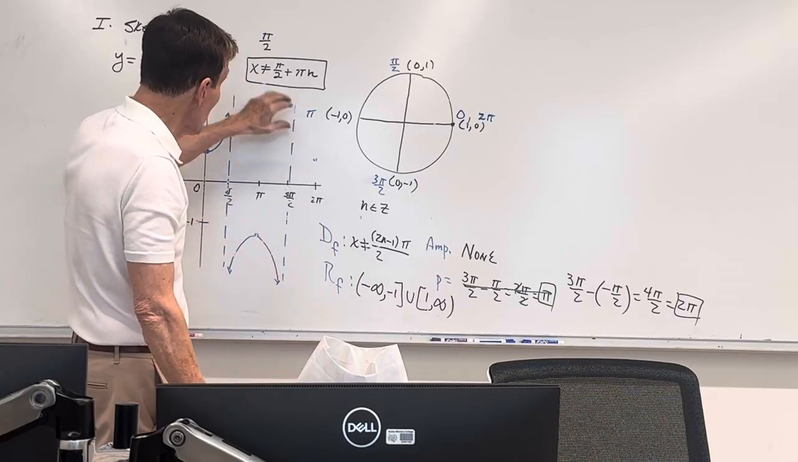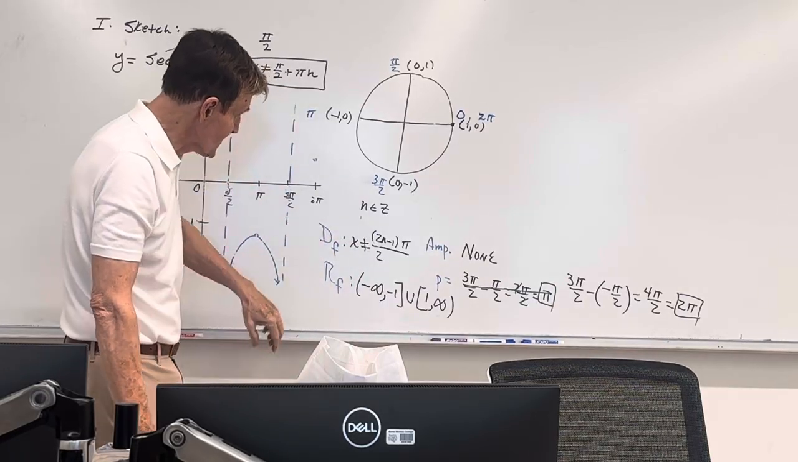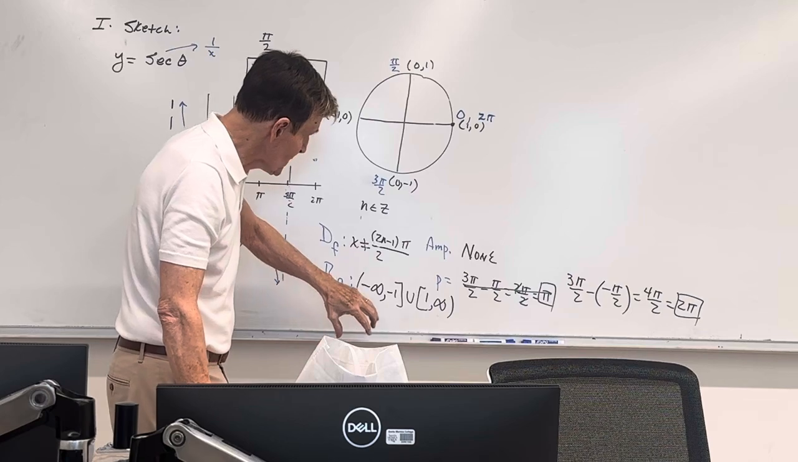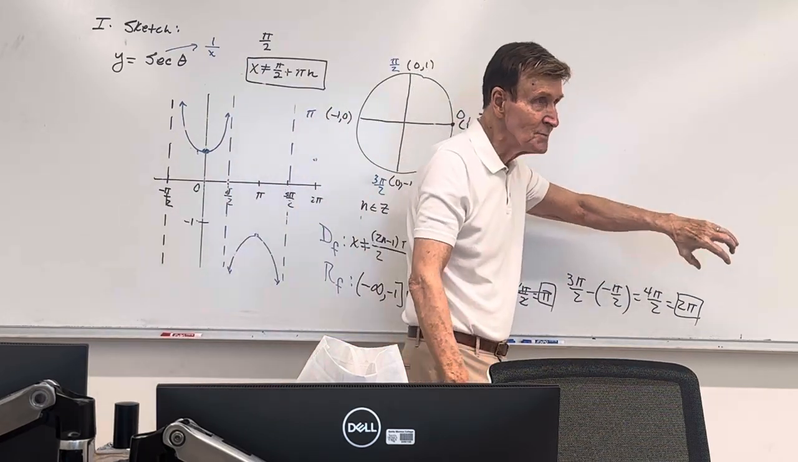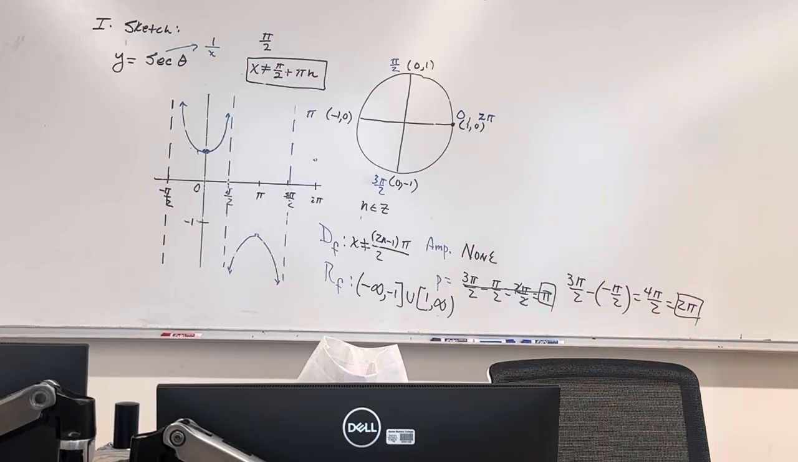Domain is a little strange here, but I wrote mine like this. Mr. Hahn wrote his like this. Domain, range, we got the range out of the way, no amplitude, and then Shane tells me the period is 2 pi. Are we okay with that, guys?